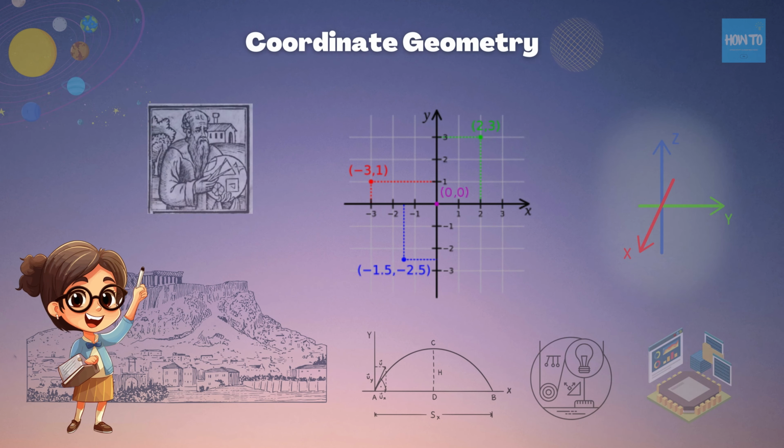Coordinate geometry. Apollonius of Perga, a Greek mathematician known as the Great Geometer, contributed to the development of coordinate geometry. Today, coordinate systems, where points are located using pairs of numerical coordinates, are extensively used in various fields, including physics, engineering, and computer science.